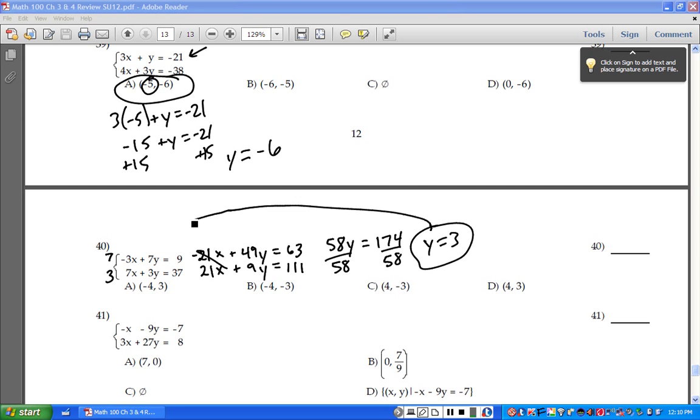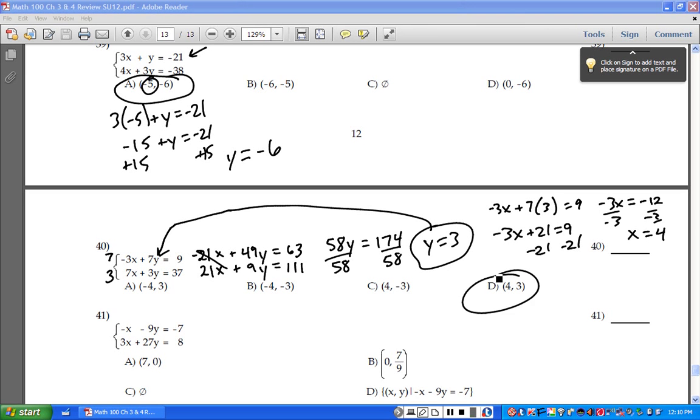So I can take that, plug it in to an initial equation. So if y is 3, I have a negative 3x plus 7y equals 9. Negative 3x plus 21 equals 9. Minus 21 minus 21. Negative 3x equals negative 12. Divide by negative 3. X equals 4. So for number 40, x is 4, y is 3. There you go. Alright, 41.